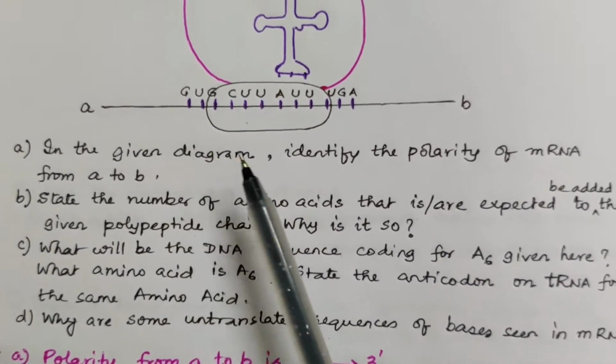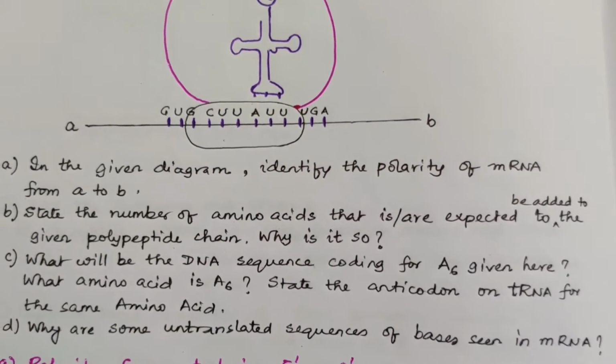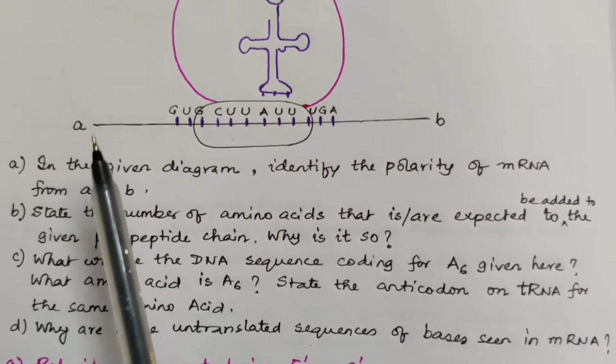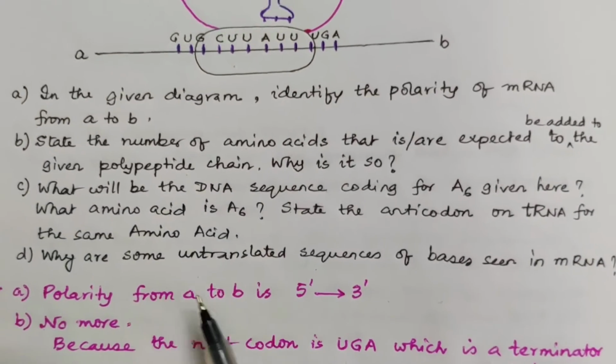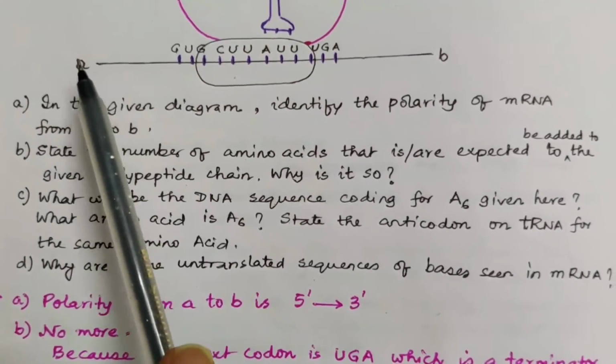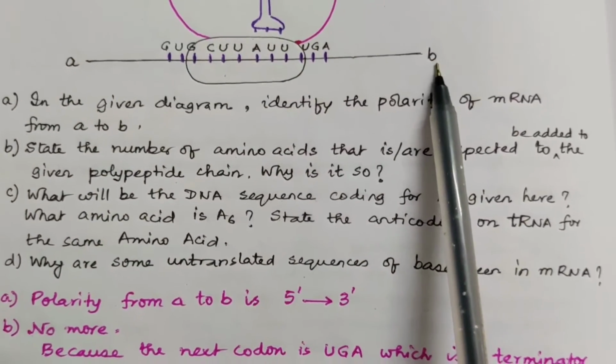So in the given diagram, identify the polarity of mRNA from A to B. What is A, what is B? The polarity from A to B is A is 5' end and B is 3' end.